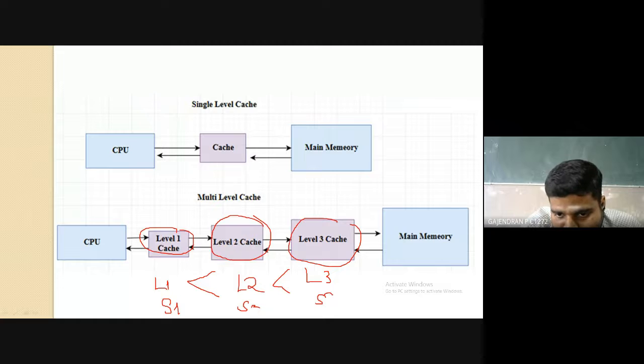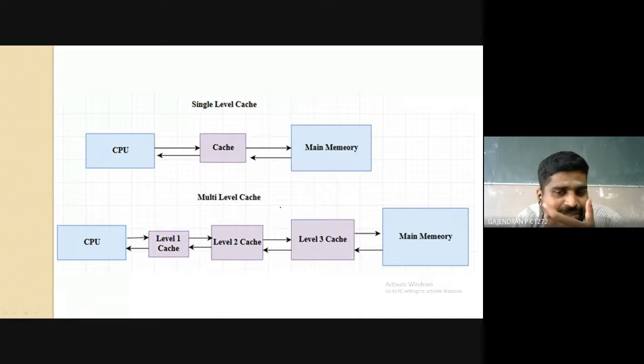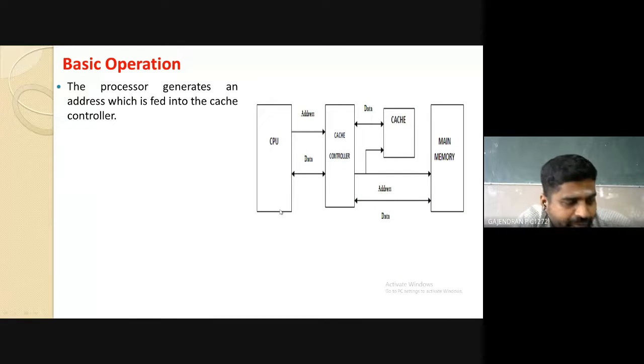What may be the speed? Speed எப்படி இருக்கும் சார்? Speed எப்படி இருக்கும்? Level 1 speed must be greater than level 2. The level 2 speed must be greater than level 3. Okay? So these are all two kind of arrangement of your level cache. Okay. Now we will see the basic operation.